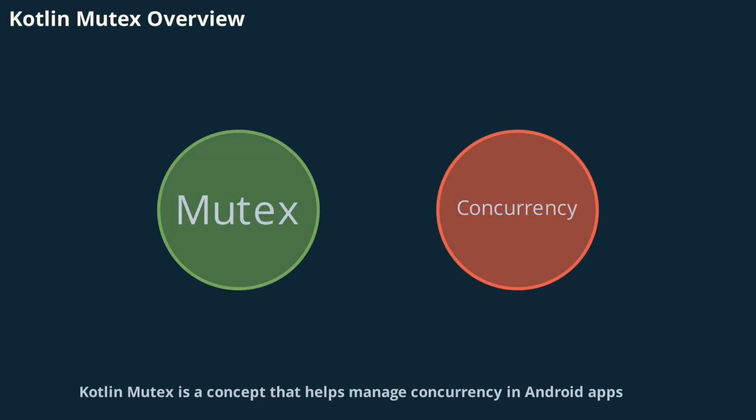Kotlin Mutex is a concept that helps manage concurrency in Android apps. It ensures that only one thread can access a resource at a time, preventing race conditions and improving app stability. Understanding Mutex and other concurrency tools is essential for developers working with complex, multi-threaded applications.